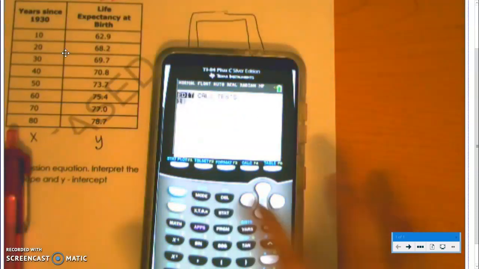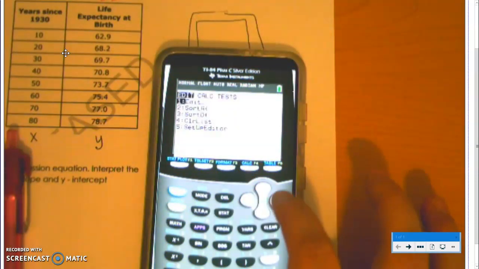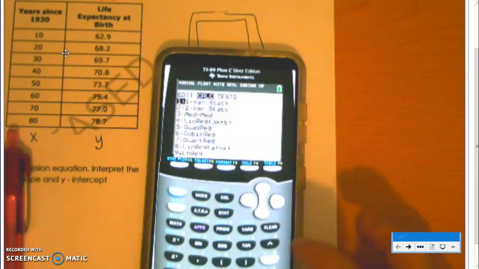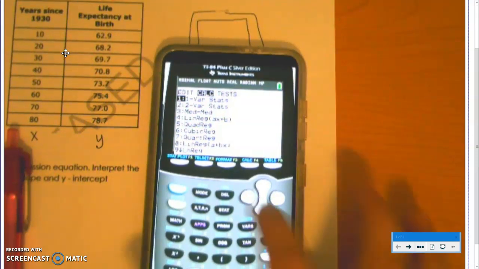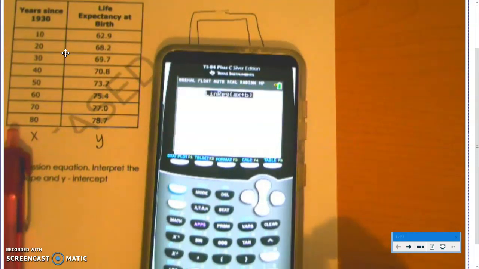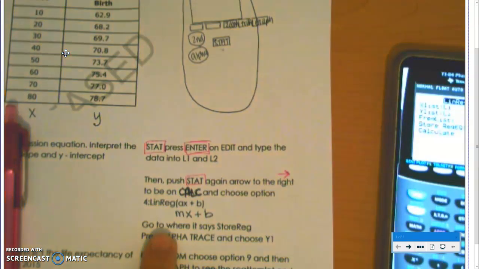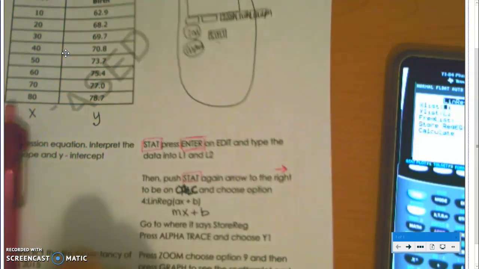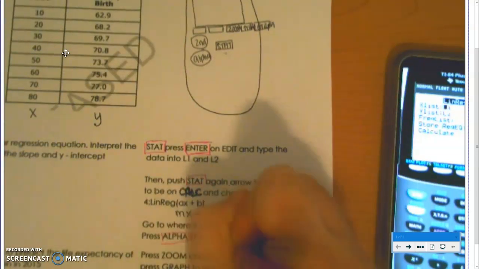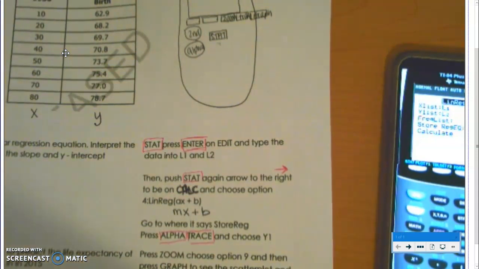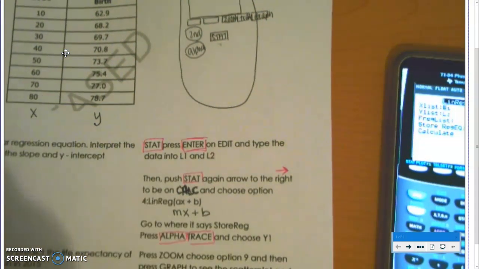So I'm going to push stat again, arrow over to the right to calc, and then option 4, linear regression. I'm going to go down to 4 and hit enter. Before I hit enter again, I'm going to go to where it says store reg. I push alpha trace, and I'm going to choose Y1. What that's going to do is put my data right into the graph, so I don't have to do any extra steps.